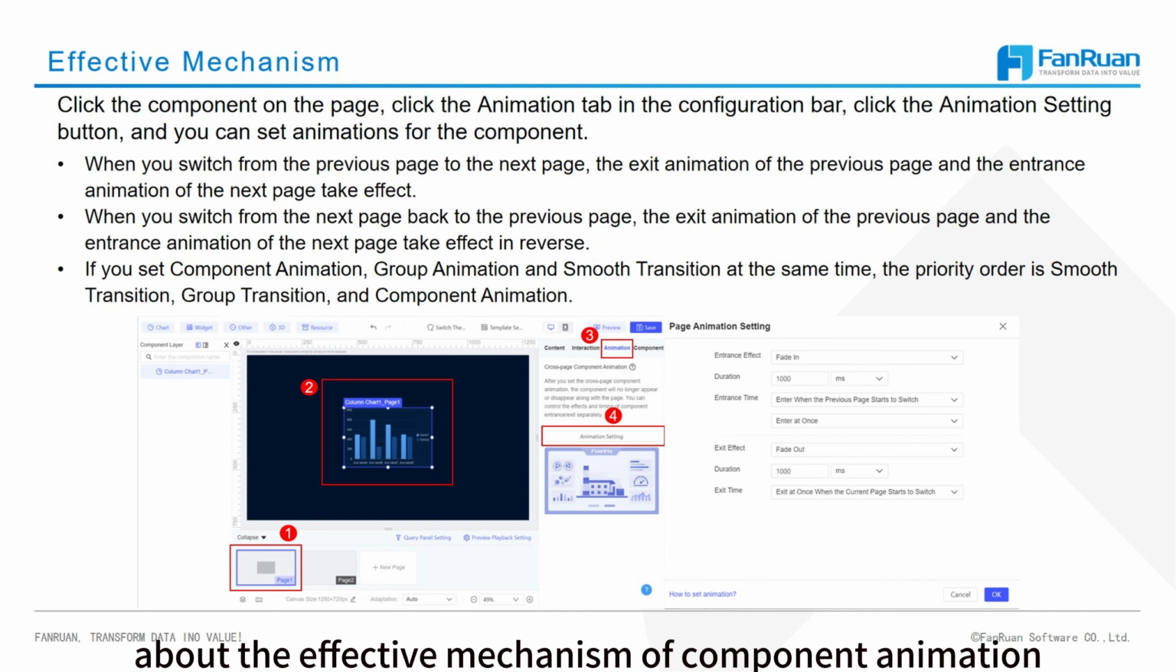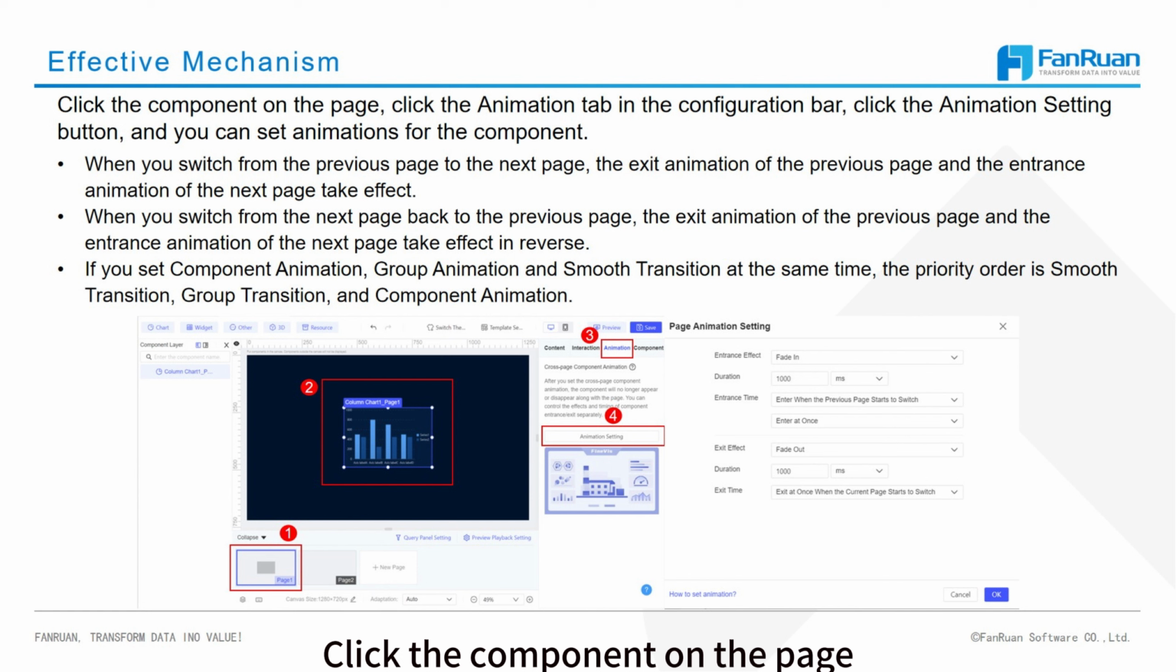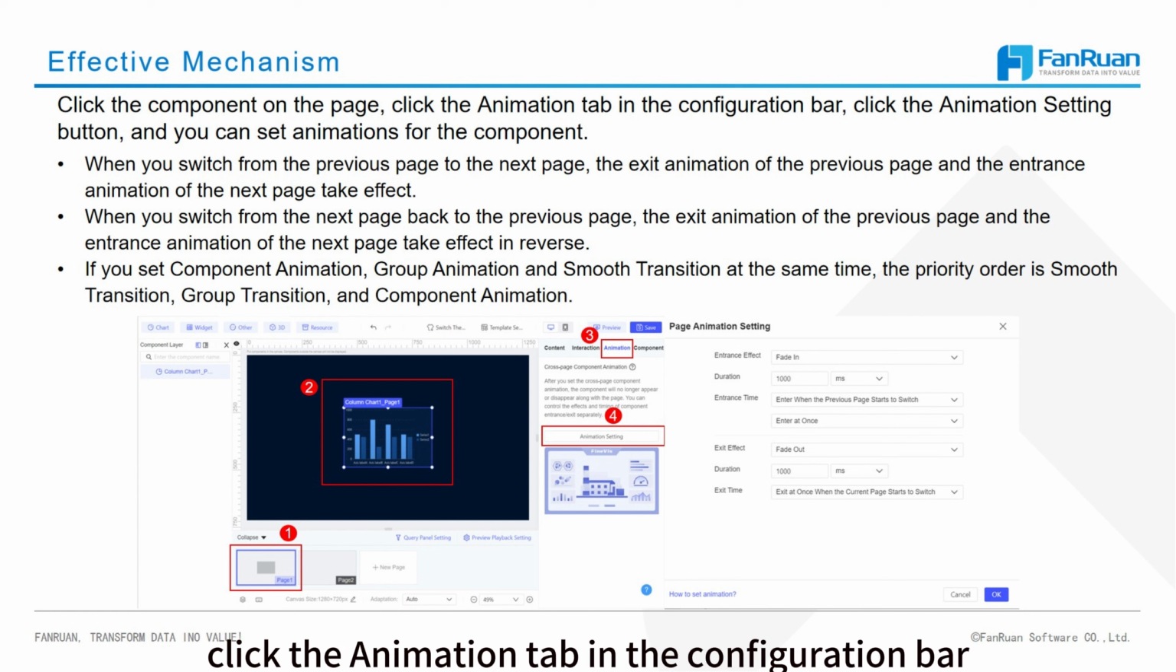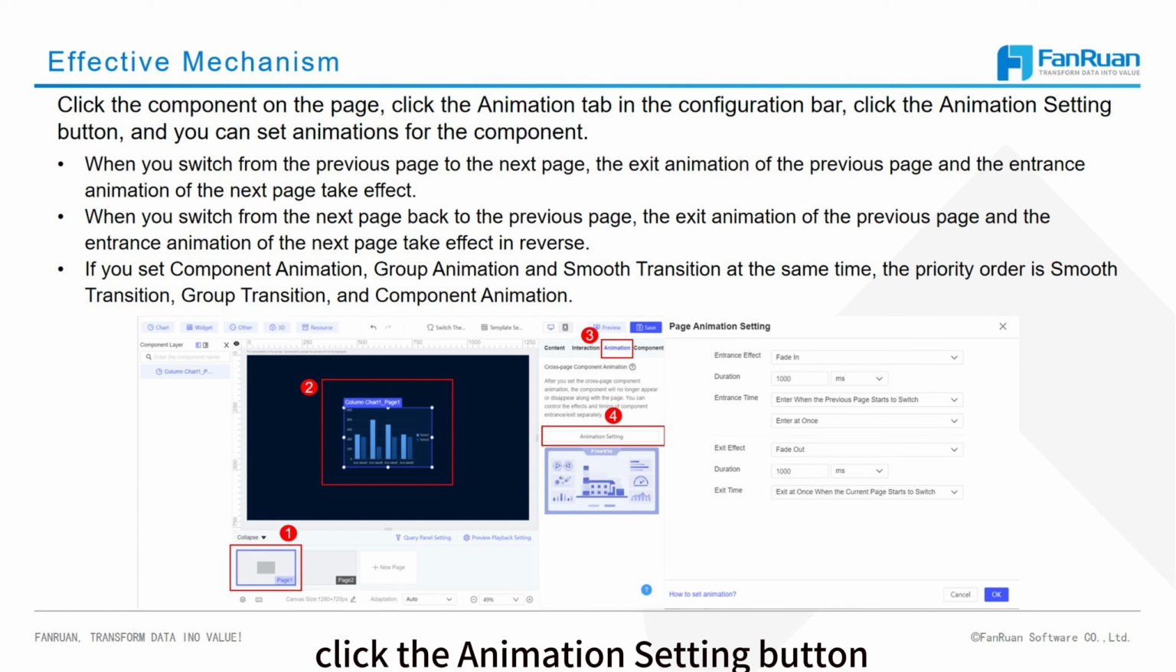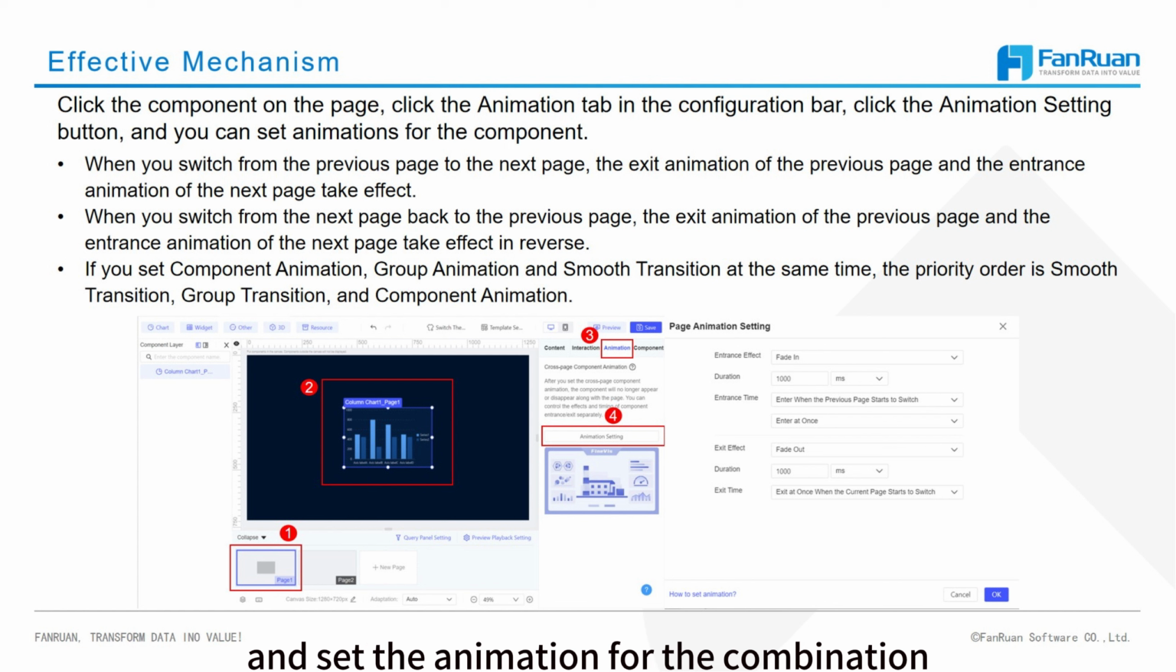Last, let's learn about the effective mechanism of component animation. Click the component on the page, click the Animation tab in the configuration bar, click the Animation Setting button, and you can set animations for the component. You can also select multiple components for combination and set the animation for the combination.